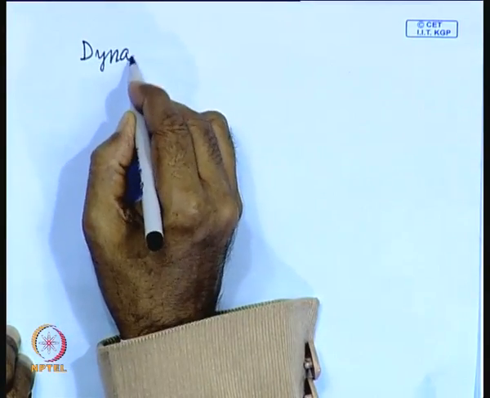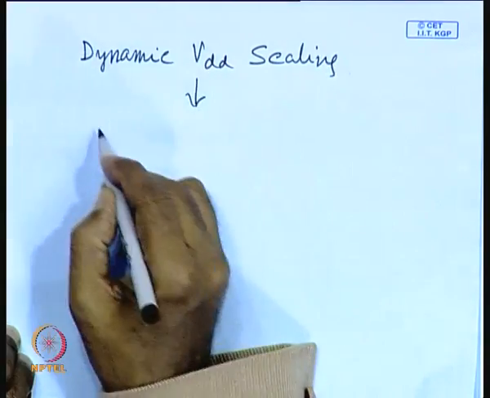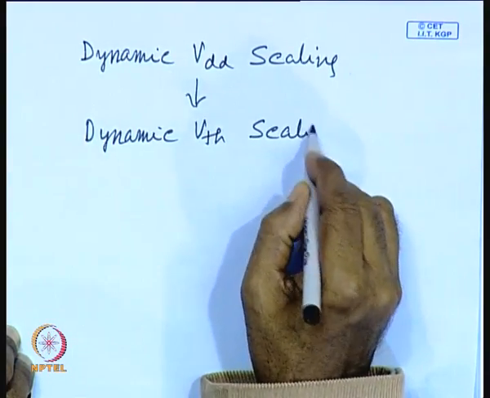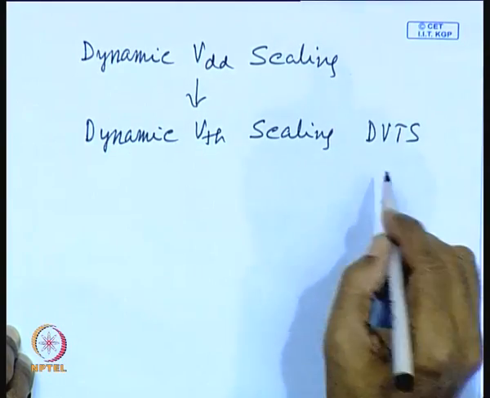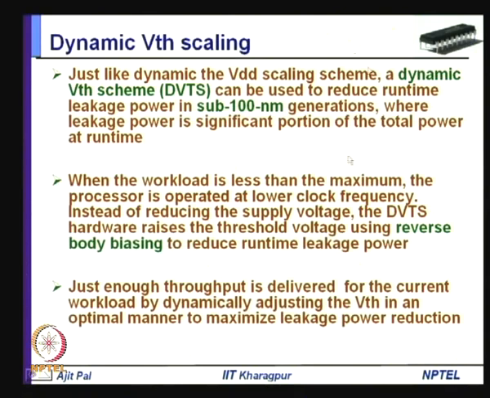Instead of using dynamic VDD scaling, we shall be using dynamic VTH scaling, and it is known as dynamic VTS, dynamic threshold voltage scaling. The basic approach is the same. When the workload is less than maximum, the processor is operated at lower clock frequency. However, instead of reducing the supply voltage, the DVTS hardware, dynamic threshold voltage system hardware, raises the threshold voltage using reverse body biasing to reduce runtime leakage power.